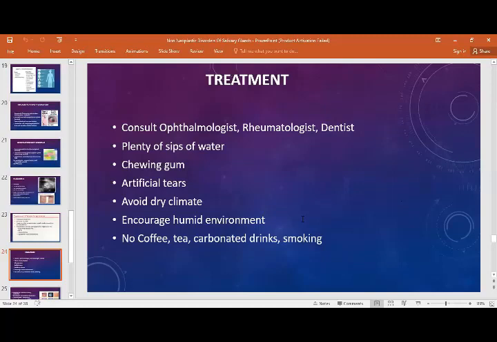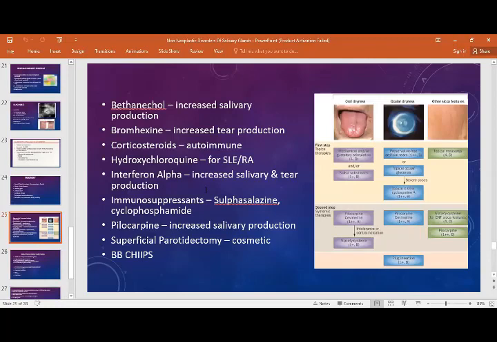Of course, we should avoid dry climate because our skin, our mucus, everything is dried in this condition. It is also very good to avoid coffee and tea and carbonated drinks, because these are all things which are going to reduce our saliva, and that is not going to help because we already have decreased salivation. So there we can take different measures. Basically, the first step is topical therapies: how we can treat our oral dryness, ocular dryness, and other sicca features.